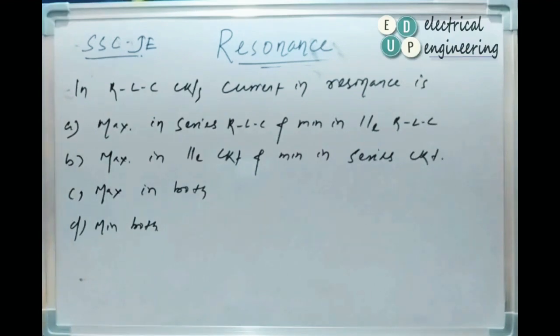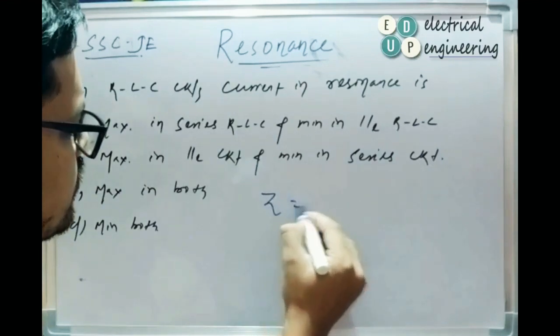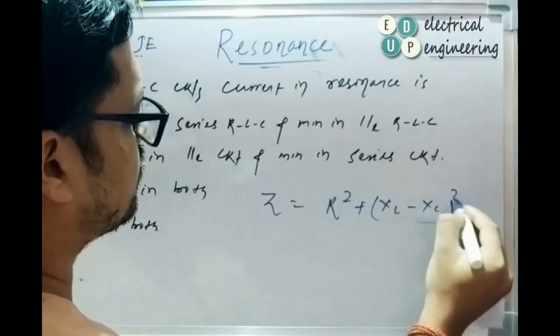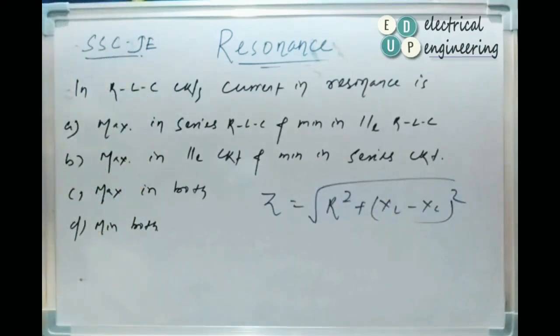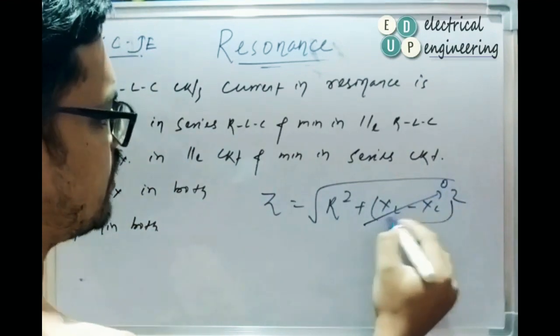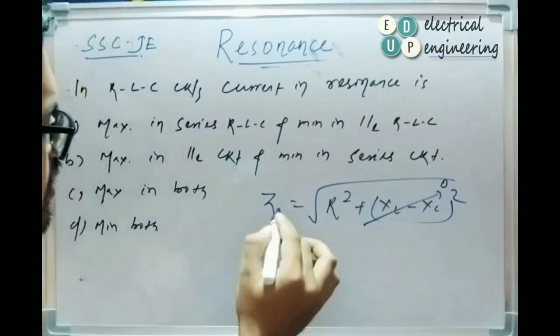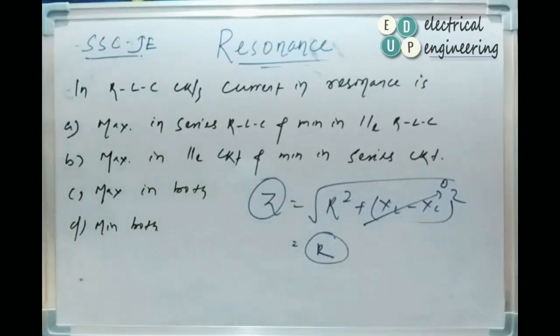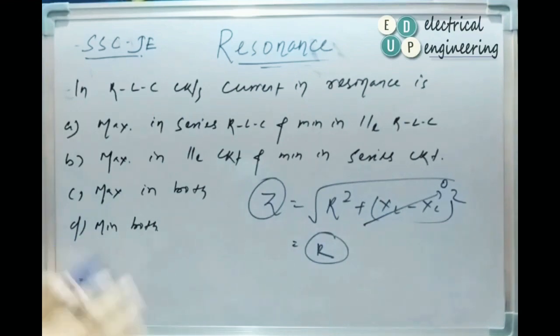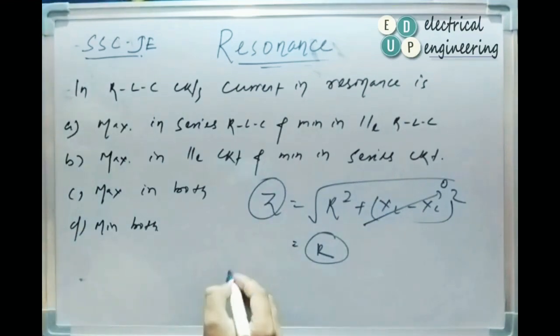Again, we know the concept here very well, that Z equals the square root of R squared plus (XL minus XC) squared. At resonance condition, XL minus XC is 0 because these two are equal. So Z becomes R. That means the circuit acts as a purely resistive circuit, whatever may be the case, the parallel circuit or the series circuit. In both cases, the circuit will act as a resistive circuit.